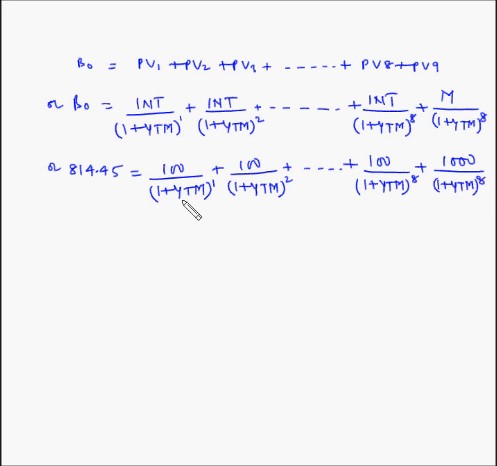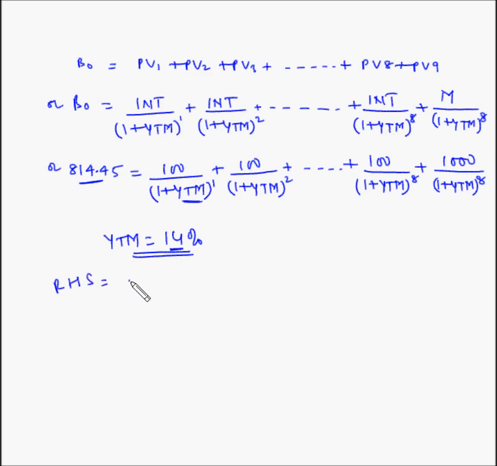So here we have to find the value of yield to maturity. Now this can be found out using trial and error method. Now let us plug in the value of YTM as 14%. So let's calculate the right hand side. If the right hand side with 14% comes out to be equal to the left hand side, that means this answer is correct.